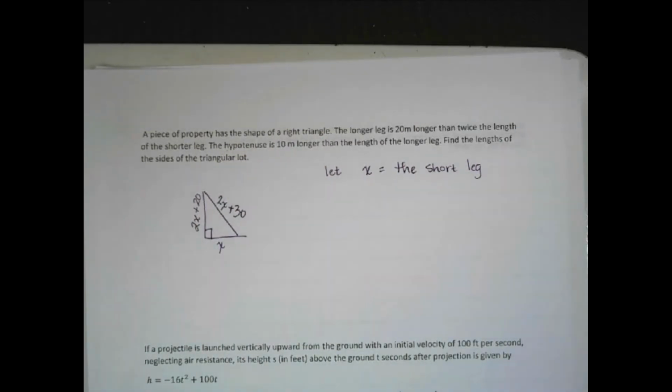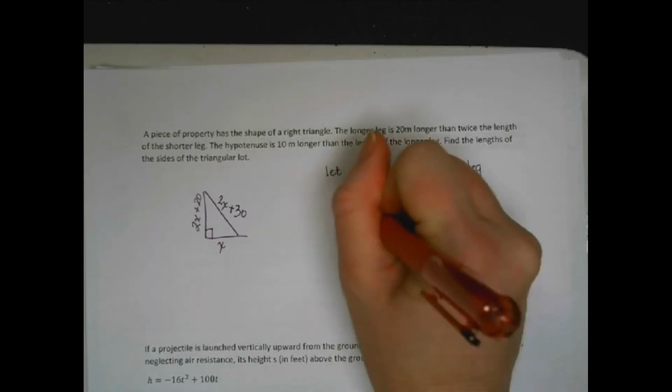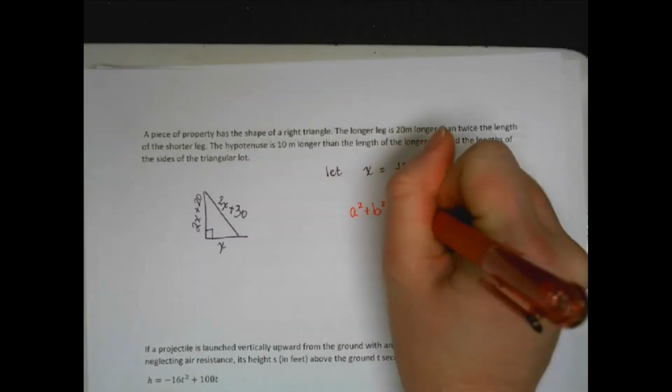So what do we do now? Do we add the two legs together and equal it to the hypotenuse? Well, almost. There's really a reason why they told us it was a right triangle. Pythagorean theorem. It's the only thing we know that will relate all three of these that we can set equal. So Pythagorean theorem, remember, is a squared plus b squared equals c squared.